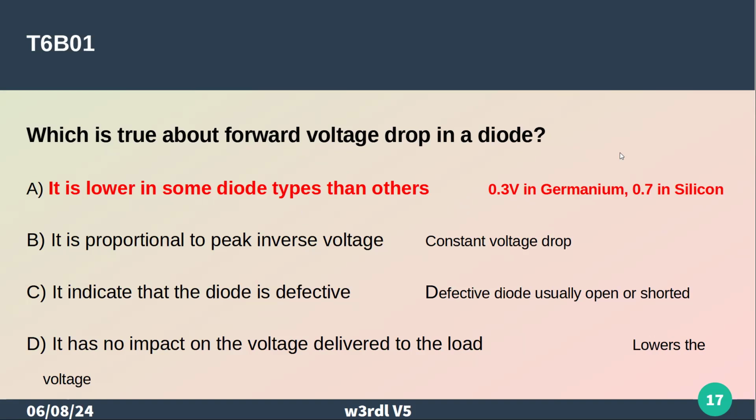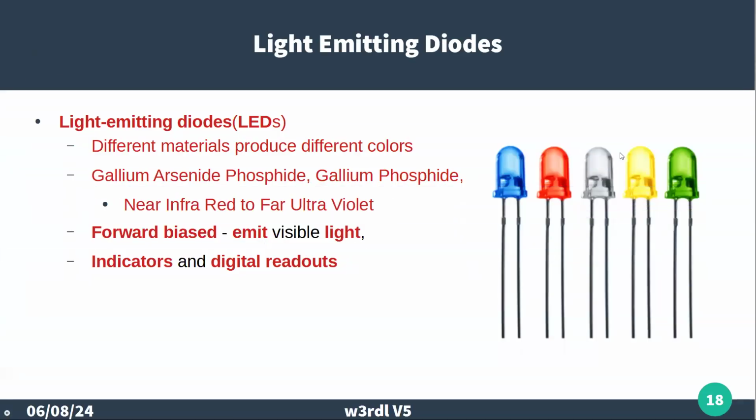Do they make variable diodes? Like variable capacitors, variable potentiometers, do they have a variable diode? Is there such a thing? Well, actually, we'll talk about that next. It's called a transistor.